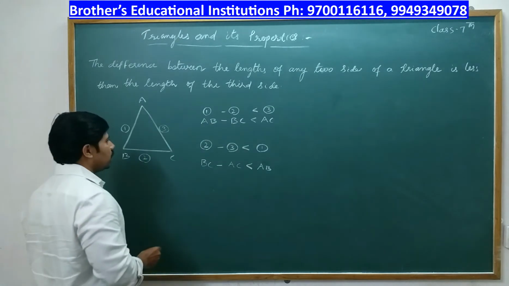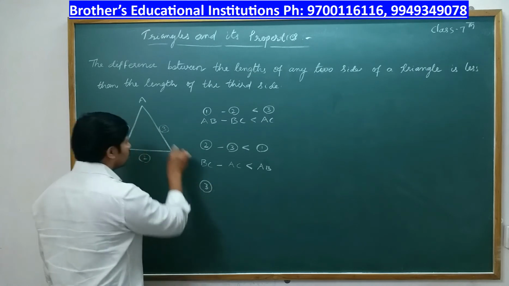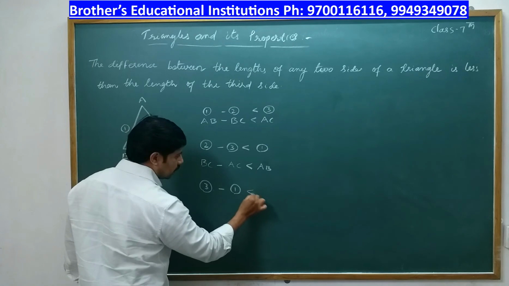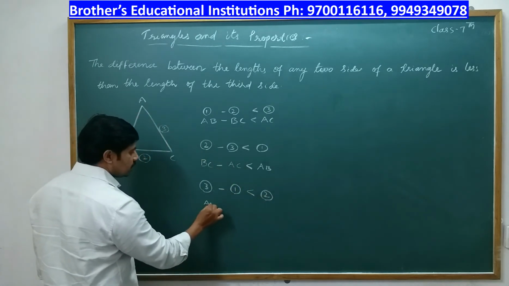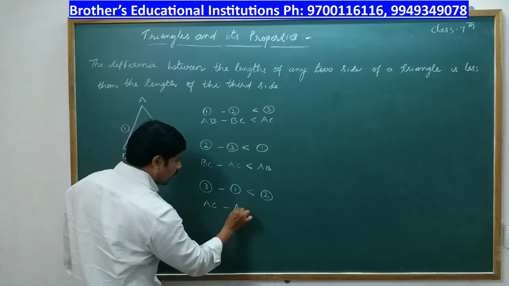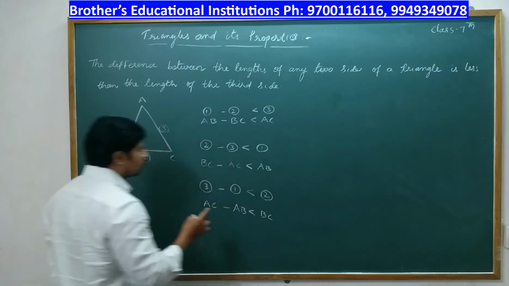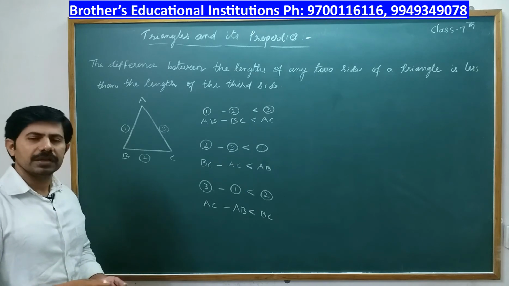The next one is, we started with 1, 2, now we'll start with 3. So 3, 1, 2. So that is 3 minus 1, it is less than the second side. So that is AC minus AB is less than BC. Okay, so the difference of any two sides of a triangle is always less than the third side.